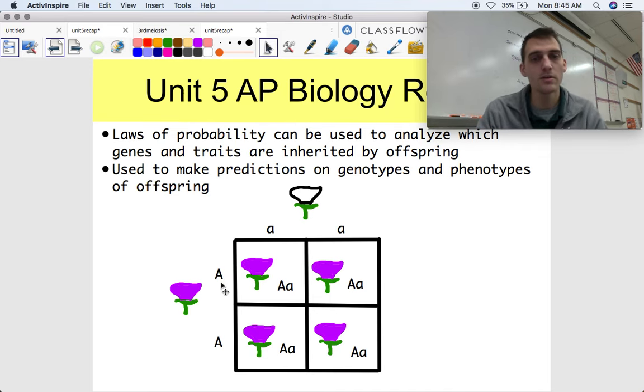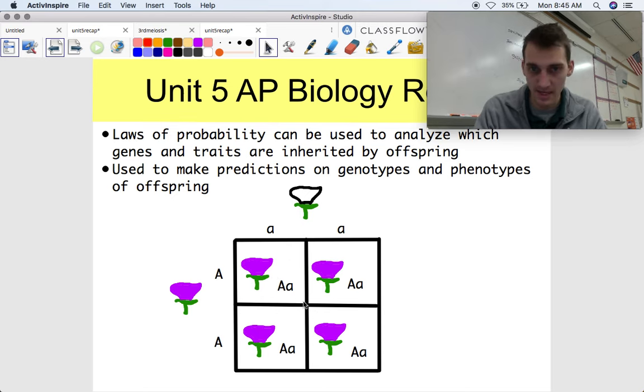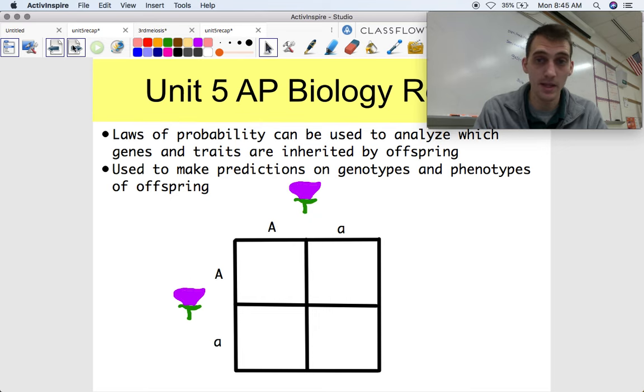Here's my parental generation: my true breeding homozygous dominant purple flower, and my true breeding homozygous recessive white flower. If you cross them, check it out. You put the alleles in the boxes, and then each combination gives you a genotype, and thereby you can analyze the results of the cross and the probability of offspring with particular phenotypes. So 100% of the offspring from this cross are going to result in that purple phenotype.